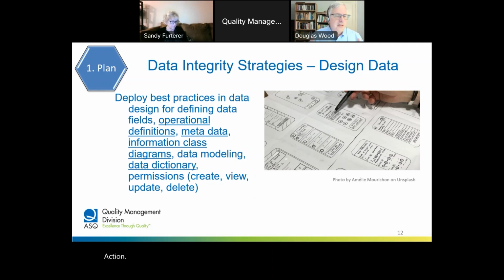Now, don't forget the security aspect of design. Who will have permission to create, to view, to update, or delete data? That's all part of best practices in order to have a good plan.